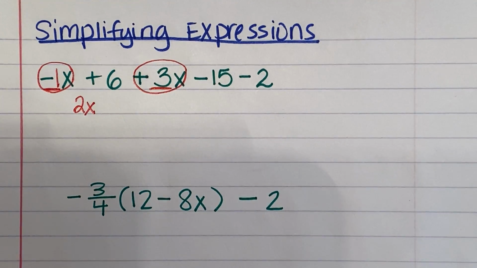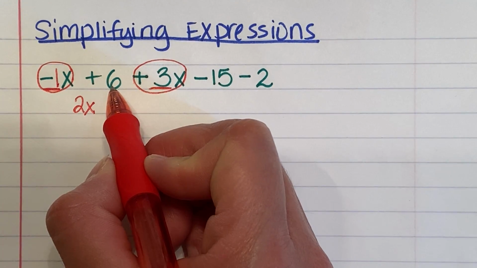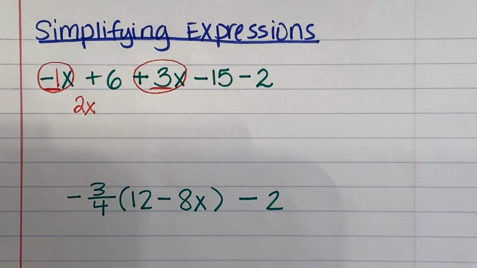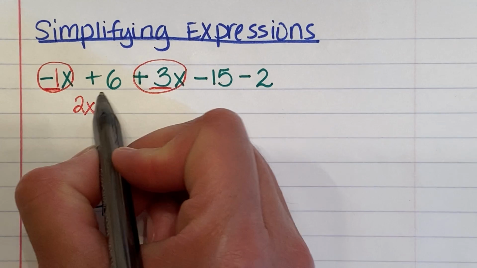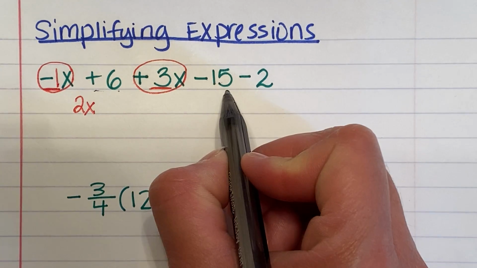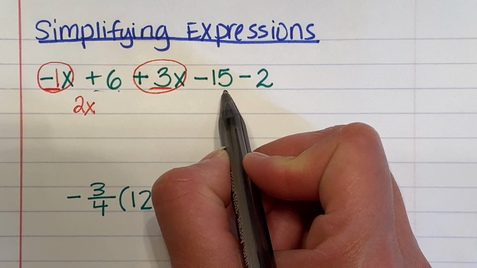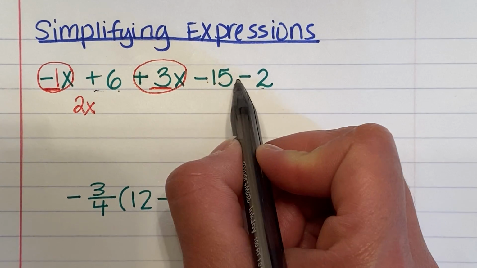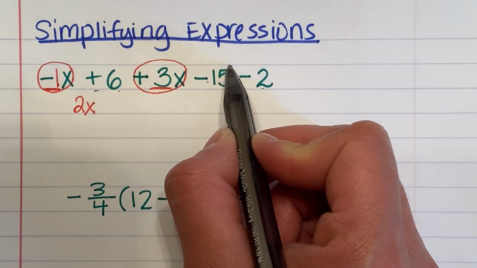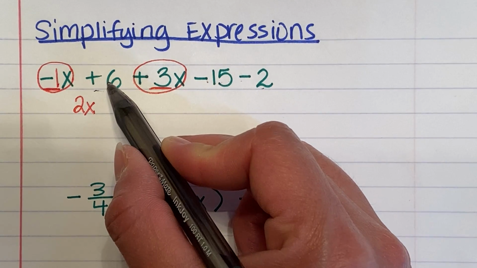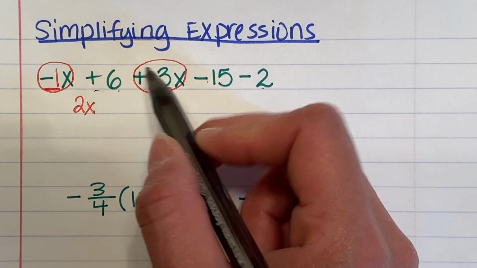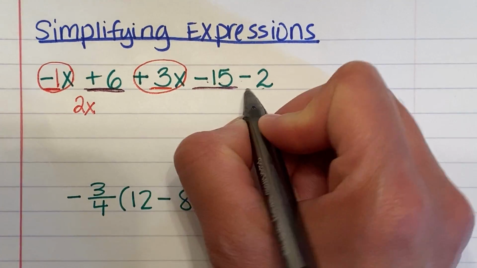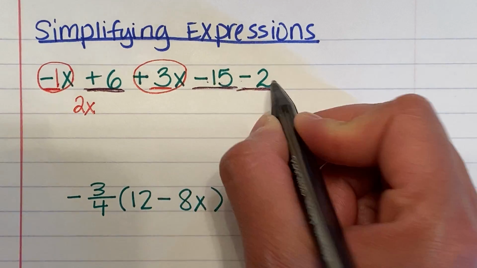Next, I'm going to take a positive 6, and I'm going to combine it with a negative 15 minus 2. When I combine those, I can go in order and take a positive 6, subtract 15, get negative 9, and then subtract 2, you'll get negative 11. Or you can say negative 15 minus 2 is negative 17, and then add that to positive 6, you still get negative 11. So here, when you combine constants, you use the sign that's there to combine them.